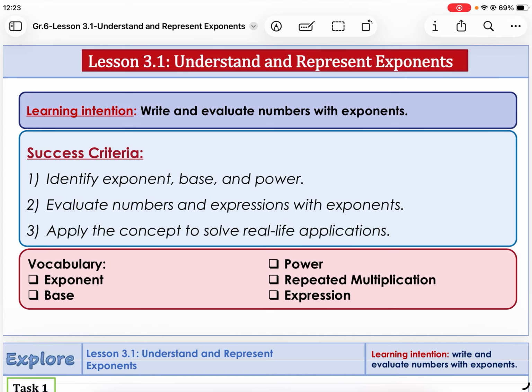Today, inshallah, we are going to study a new lesson. We're going to learn about 3.1 Understand and Represent Exponents. The learning intention of today's lesson is to write and evaluate numbers with exponents.